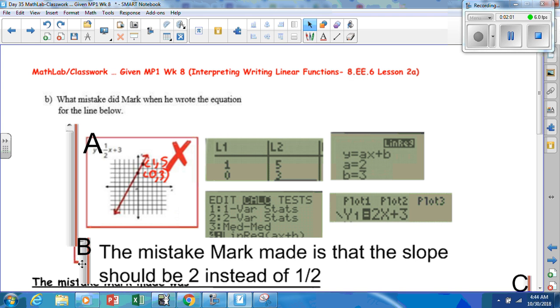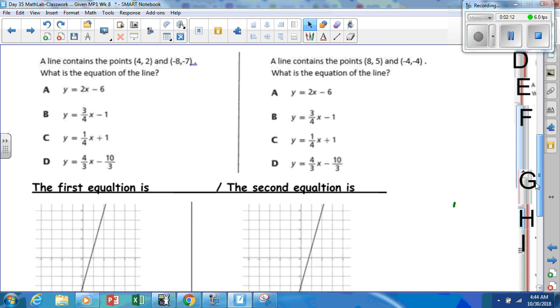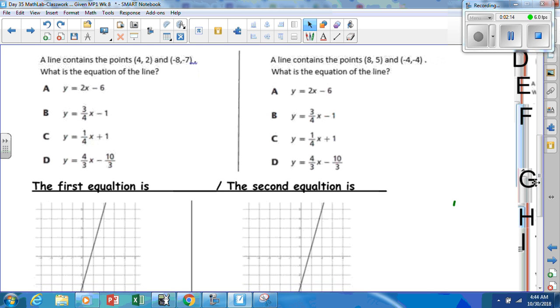In our next question, here are my 2 points, 4 comma 2 and -8 comma -7. Which of these are the functions? Is it A, B, C, or D? Well, I'm not sure. Let's do some math. All right, I just pulled out the answer. Choice B is the right answer.